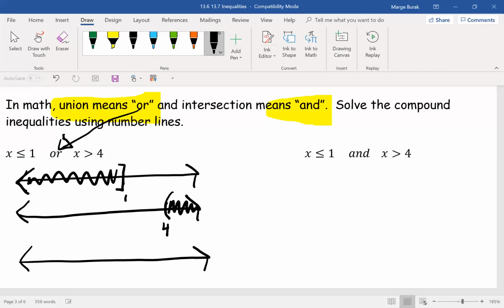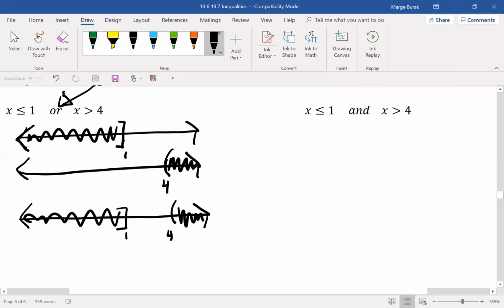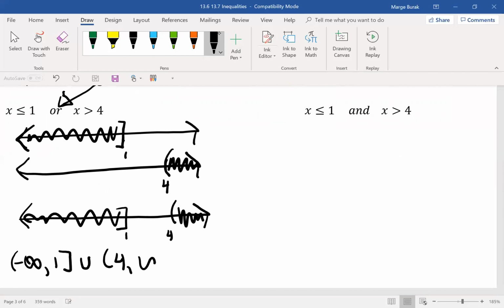So I'm going to take all of these guys from 1, and I'm going to take all of these guys greater than 4, and that is my solution. So it's going to be negative infinity all the way to 1, union 4 to infinity. That is how I would solve that.